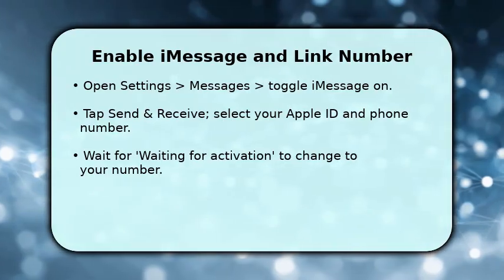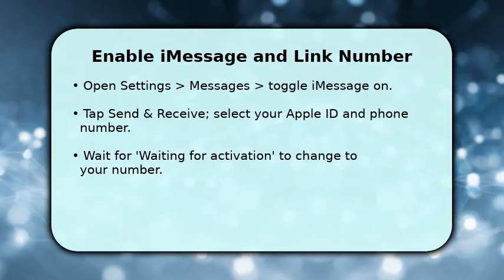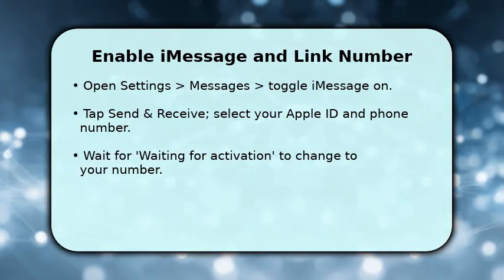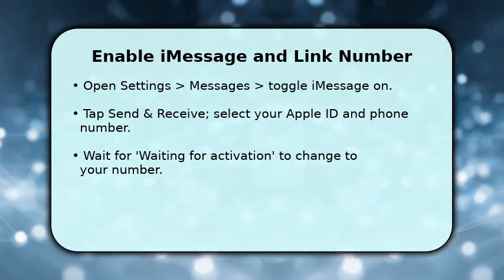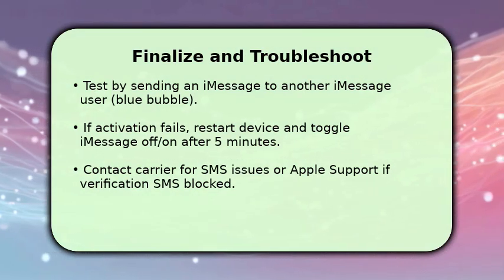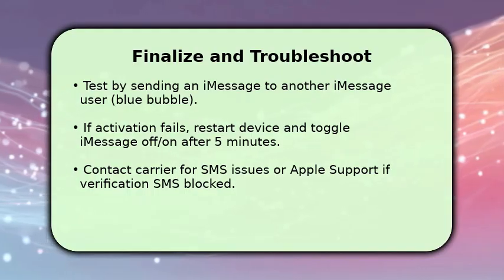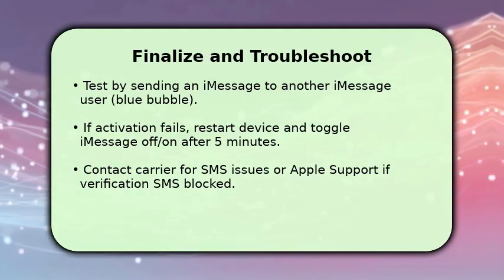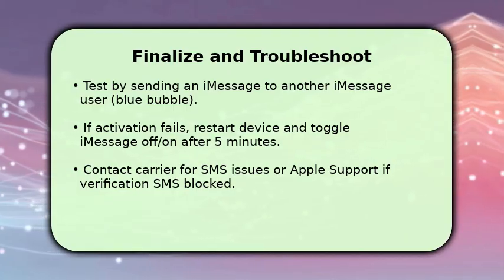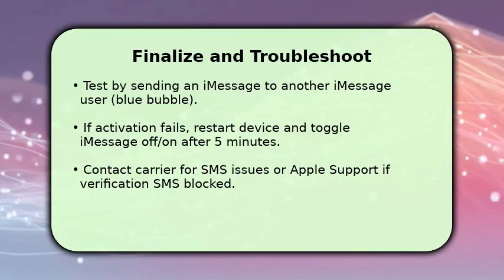If you see waiting for activation, give it a few minutes while your device exchanges verification data. Make sure your device time and date are correct, because mismatches can block activation. Finish by testing. Send an iMessage to a contact who uses iMessage and confirm you see blue bubbles and delivery receipts. If activation didn't complete, restart your iPhone, wait 5 minutes, and toggle iMessage off and on to force reattempt.